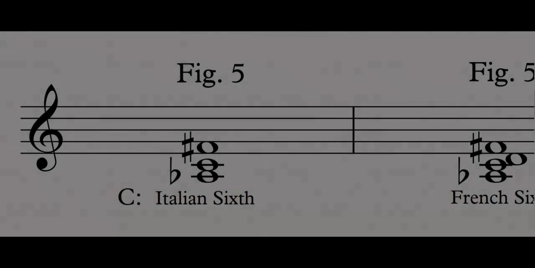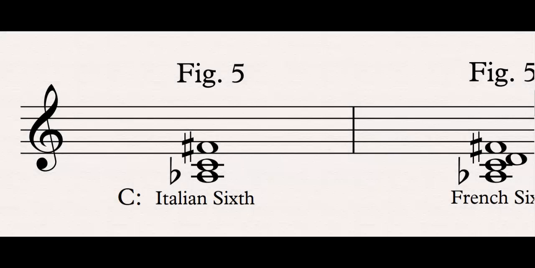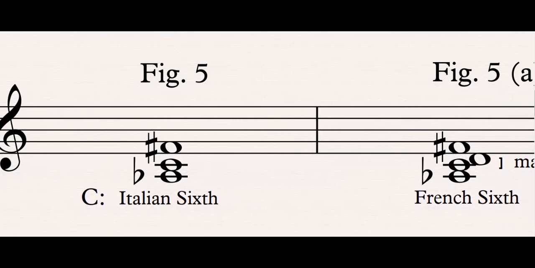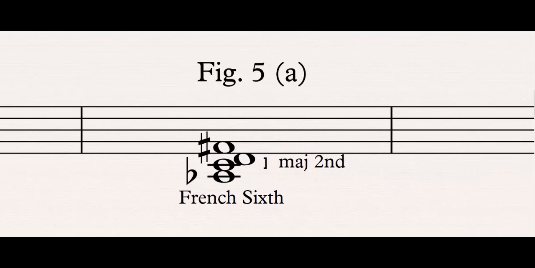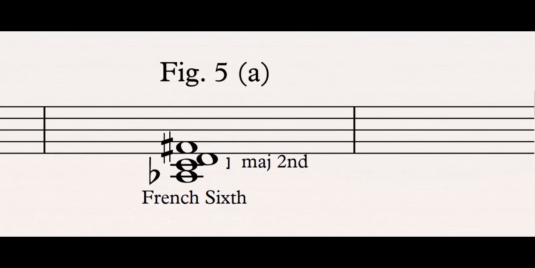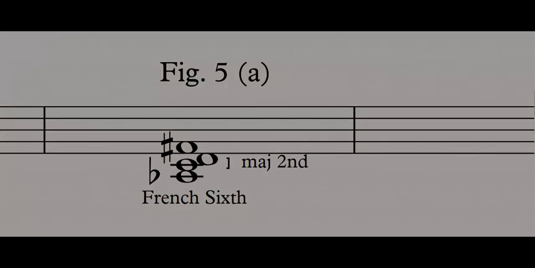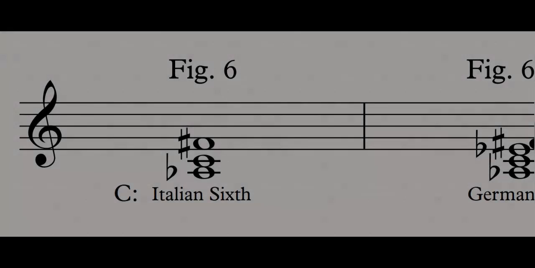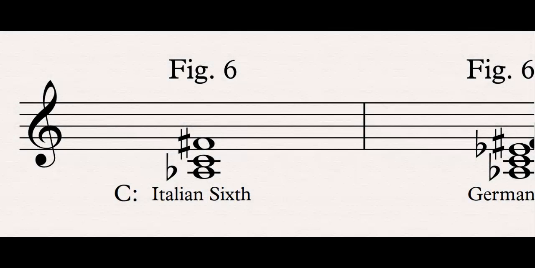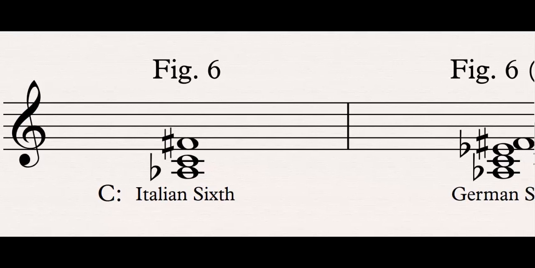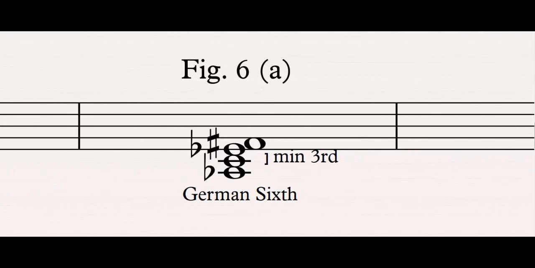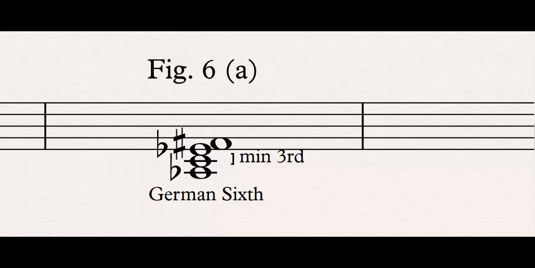To construct a French sixth, we follow the same rules as the Italian, but this time add an extra note a major second above the tonic. In this case, it will be the note D. To construct a German sixth, again, we follow the same rules as the Italian, but this time we add a minor third above the tonic. In this case, it will be E flat.